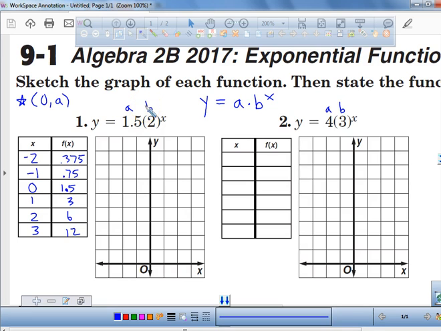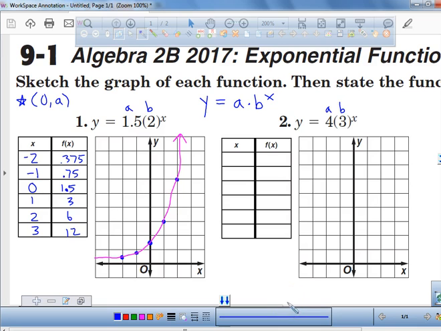Now I'm going to graph it. I'm going to graph a negative 2 and a 0.375, which is maybe not that low. Maybe more like right here. Negative 1 and a 0.75, 0 and a 1.5, 1 and a 3, 2 and a 6. And you can see that this graph exponentially grows by a factor of 2. So that's your graph for number 1.